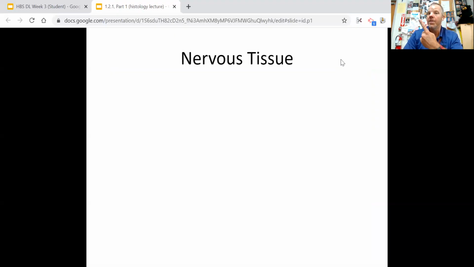Again, we have epithelial tissue, we have muscular tissue, we have nervous tissue, and we have connective tissue. So let's talk about our third major type, nervous tissue. So this is nervous tissue. Nervous tissue, its purpose is to communicate using electrical signals. Okay? It actually uses electricity.